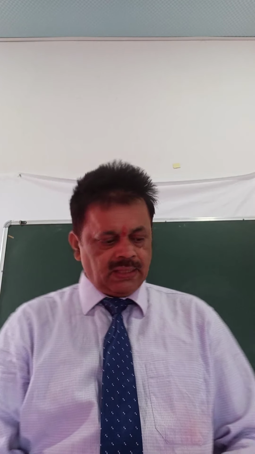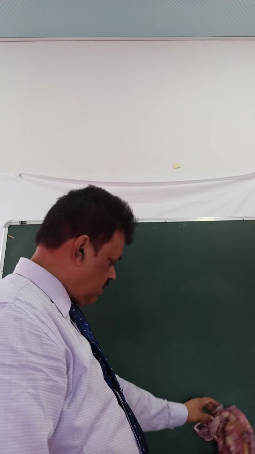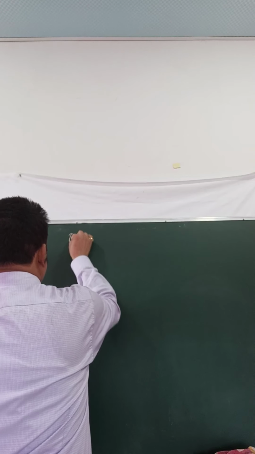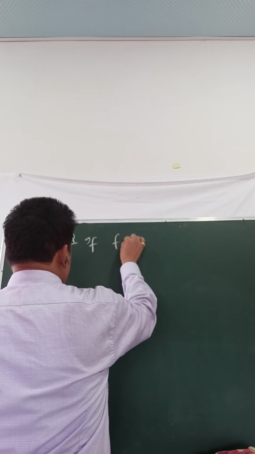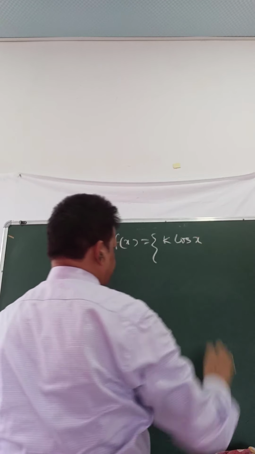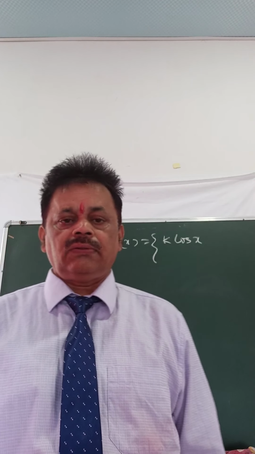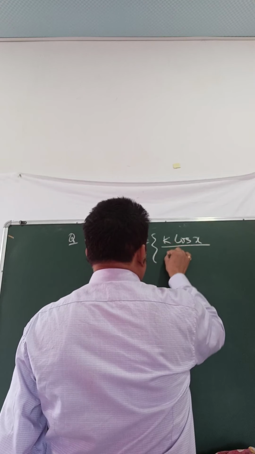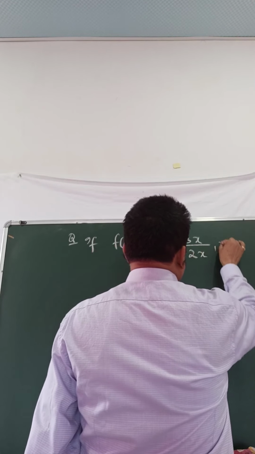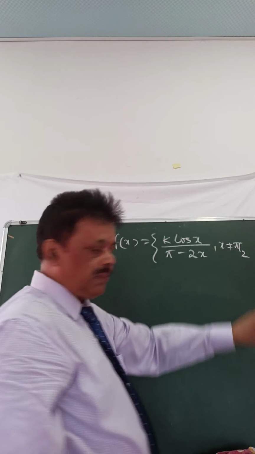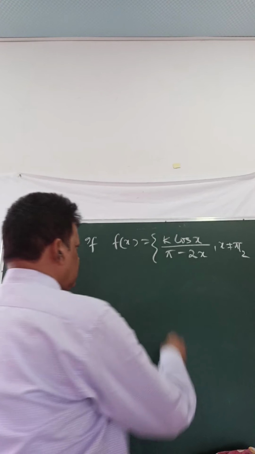Dear students, today we will continue some more problems on finding the values of k. Suppose there is another question here. f(x) equals k cos x by pi minus 2x, where x is not equal to pi by 2, and 3 when x is equal to pi by 2.